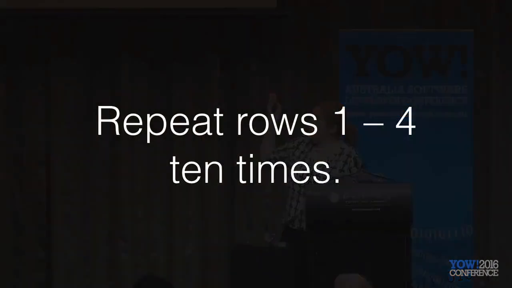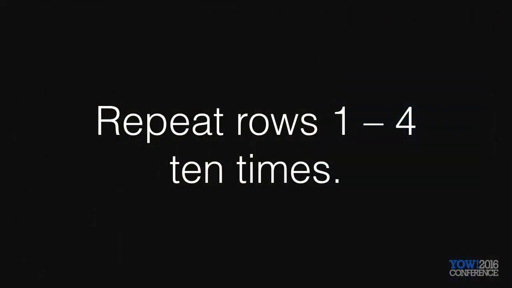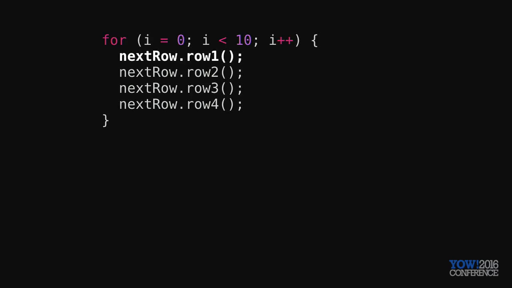And of course, if you can iterate over stitches, it stands to reason that you can also iterate over rows as well. So a pattern will usually set out a series of rows and then tell you to repeat it a certain number of times. So for example, repeat rows 1 to 4 10 times. Again, in code, I would simply call my 4 next row methods in turn 10 times.